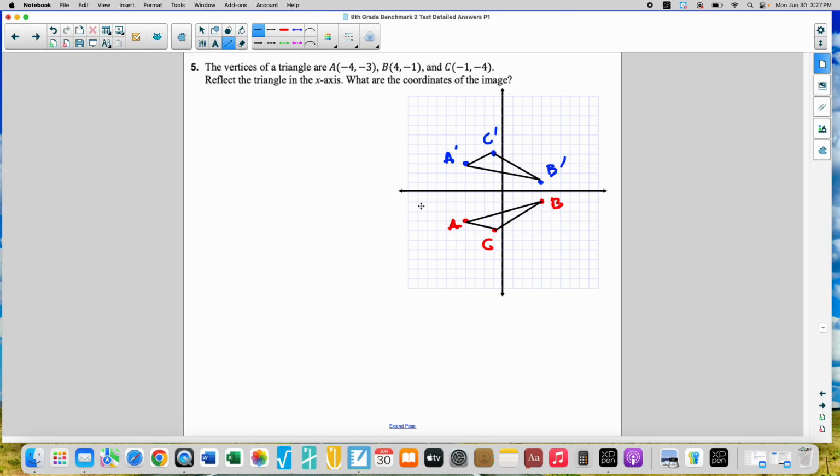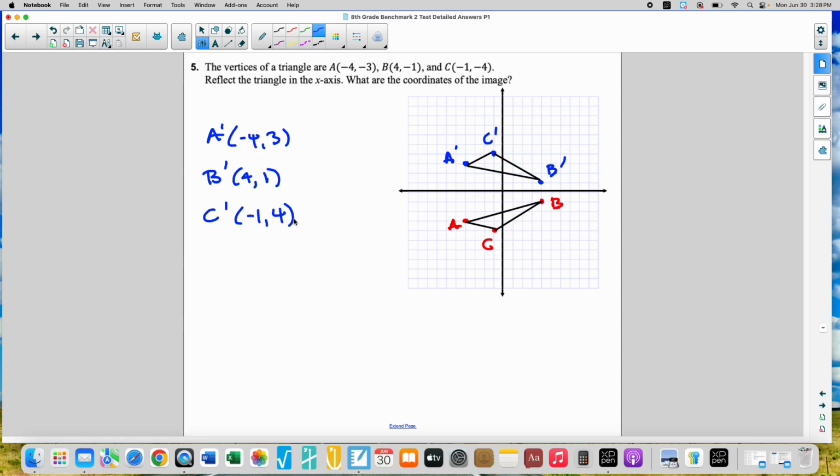It's just reflected over the x-axis. And what are those points? Let's talk about what those coordinates are. Well, A prime is going to be (-4, 3). B prime is going to be (4, 1), and C prime is going to be (-1, -4).